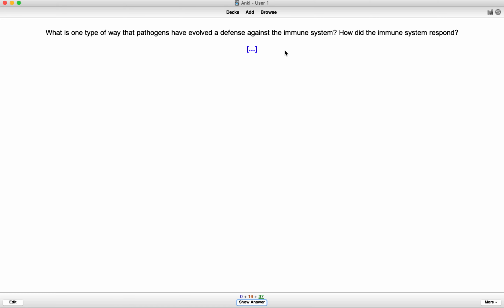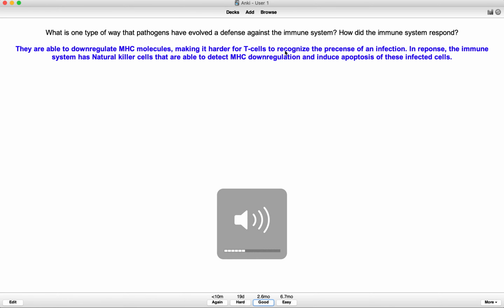What is one type of way that pathogens have evolved defense against the immune system, and how does the immune system respond? They're able to downregulate MHC molecules, making it harder for T cells to recognize the presence of an infection. In response, the immune system has natural killer cells that are able to detect MHC downregulation and induce apoptosis of these infected cells.